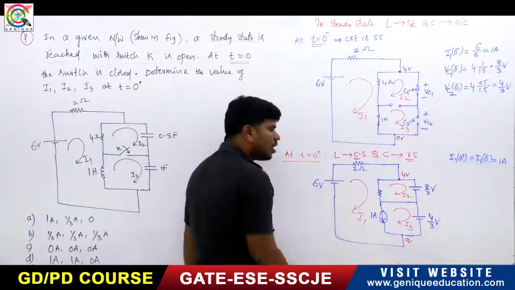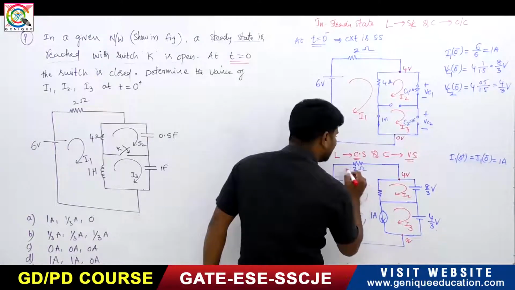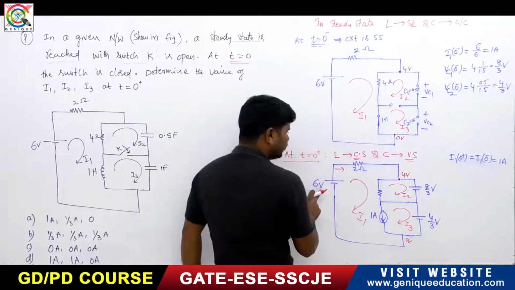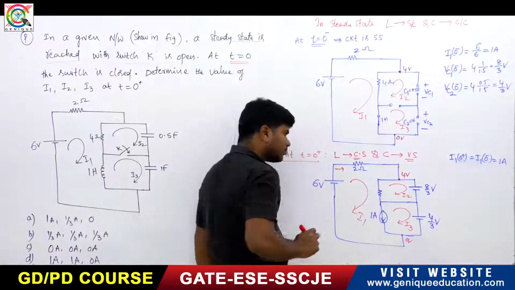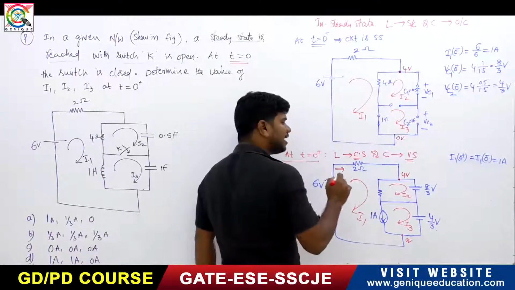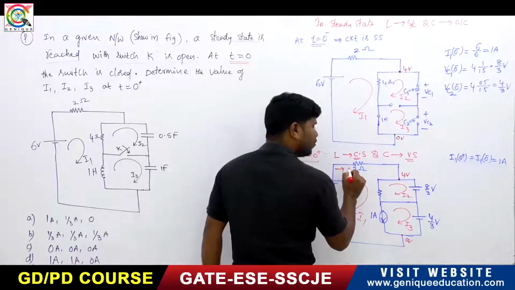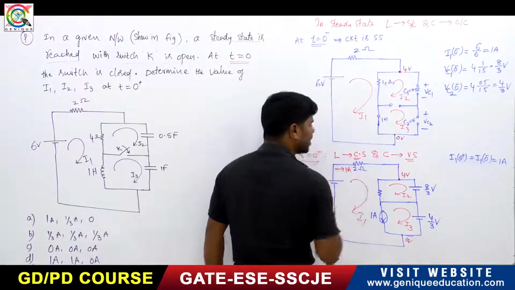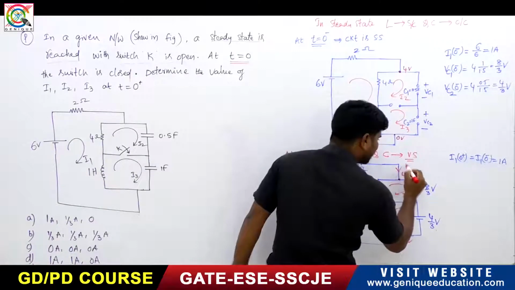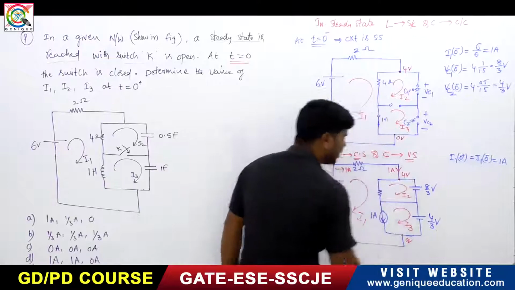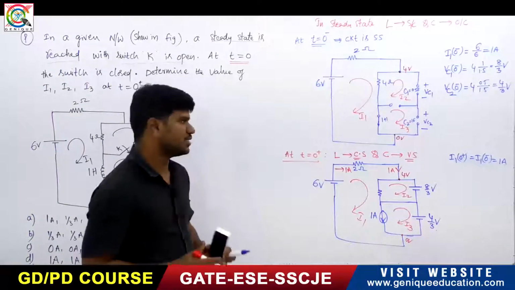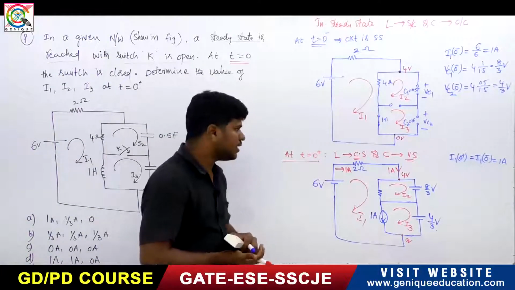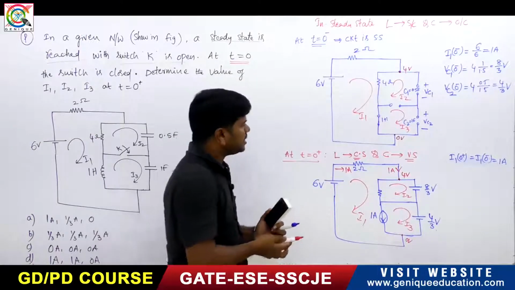So if it is 4 volts, now what is the current in this? The current in this is 6 minus 4, divided by 2. So it will be 2 by 2. It is 1 ampere current flowing. So how much current is flowing? 1 ampere current is flowing in this at t equals 0 plus. This is the total current. Right?